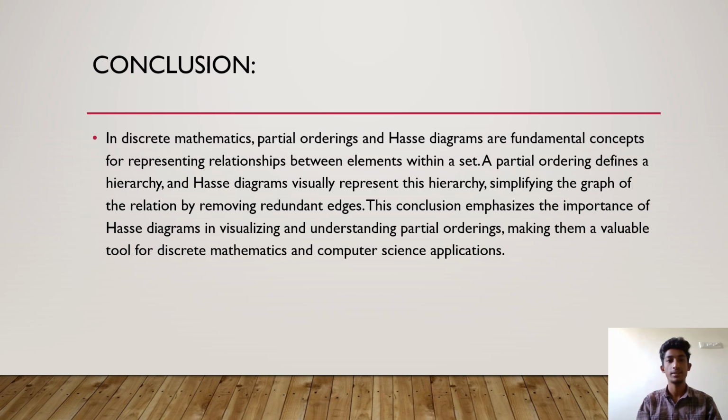Conclusion. In discrete mathematics, partial ordering and Hasse diagrams are fundamental concepts for representing relationships between elements within a set. A partial ordering defines a hierarchy, and Hasse diagrams visually represent this hierarchy, simplifying the graph of the relation by removing redundant edges. This emphasizes the importance of Hasse diagrams in visualizing and understanding partial ordering, making them a valuable tool for discrete mathematics and computer science applications.